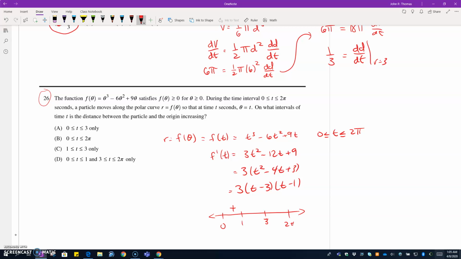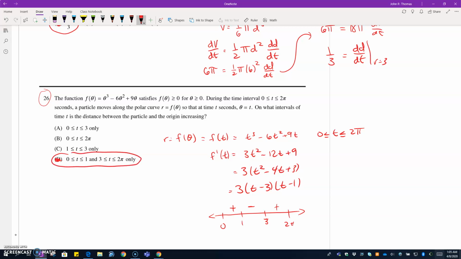From 1 to 3, I'll pick a number 2. At 2, I'm going to have negative for the first factor, positive for the second factor. That's negative. Then I'm going to go to the third and final section, and I'm just going to pick 4. 4 is positive, positive, so that's positive. This asks me when the radius, the distance between the particle and the origin, is increasing. So that's going to be from 0 to 1, and then from 3 to 2 pi, which ends up being our choice D.